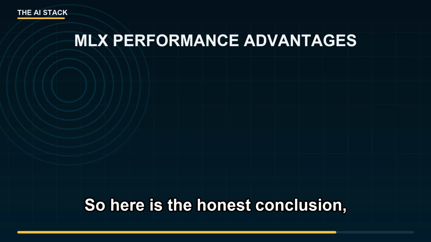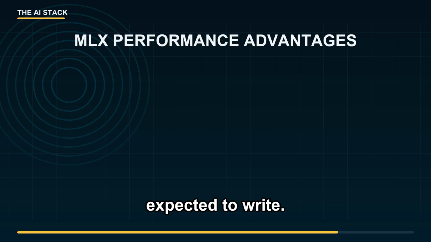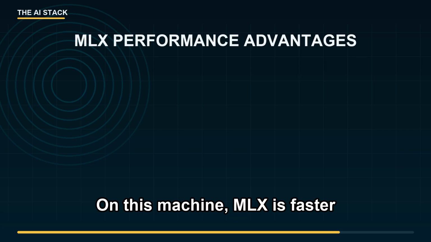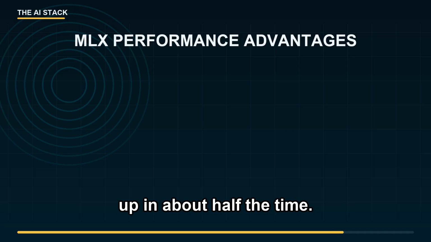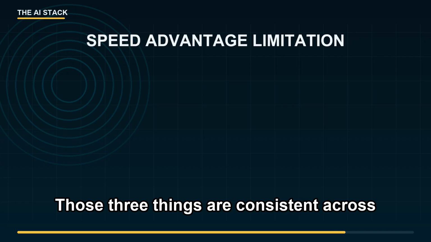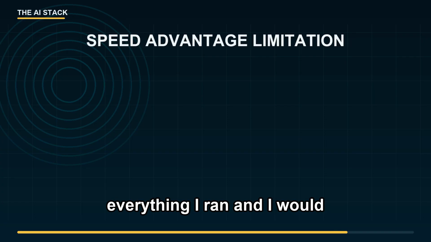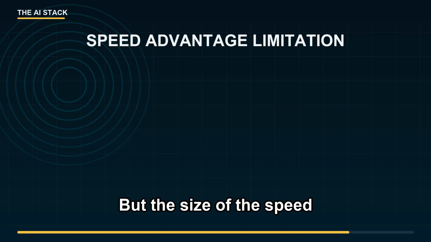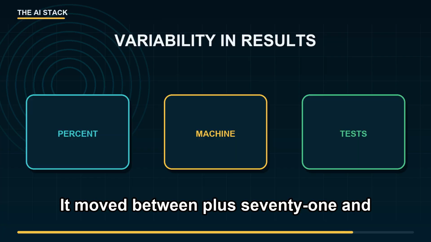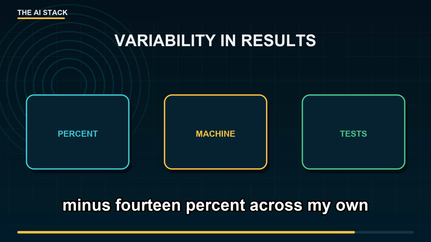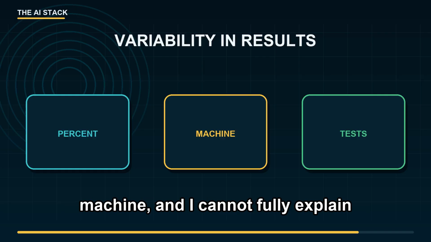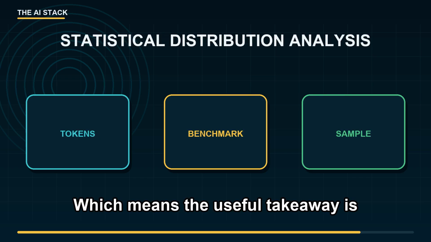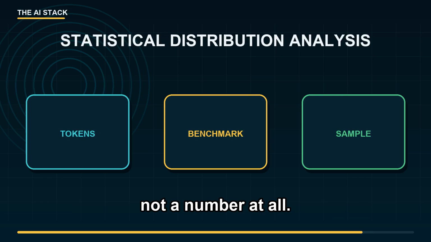So here is the honest conclusion, which is not the one I expected to write. On this machine, MLX is faster on the median. It holds a gigabyte less memory, and it starts up in about half the time. Those three things are consistent across everything I ran, and I would act on them. But the size of the speed advantage is not a fact about MLX. It moved between plus 71 and minus 14% across my own tests in one afternoon on one machine, and I cannot fully explain why. Which means the useful takeaway is not a number at all.